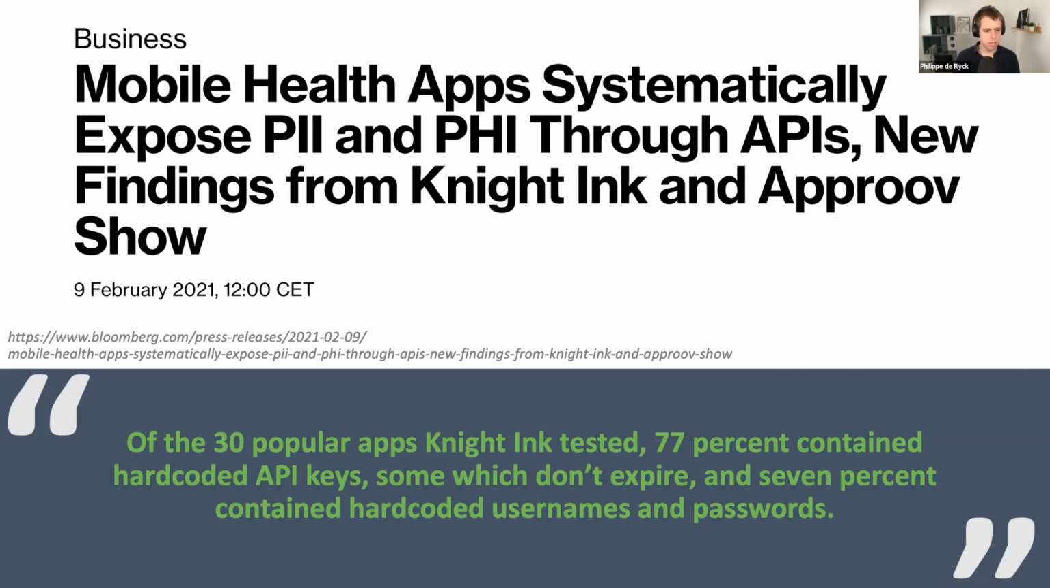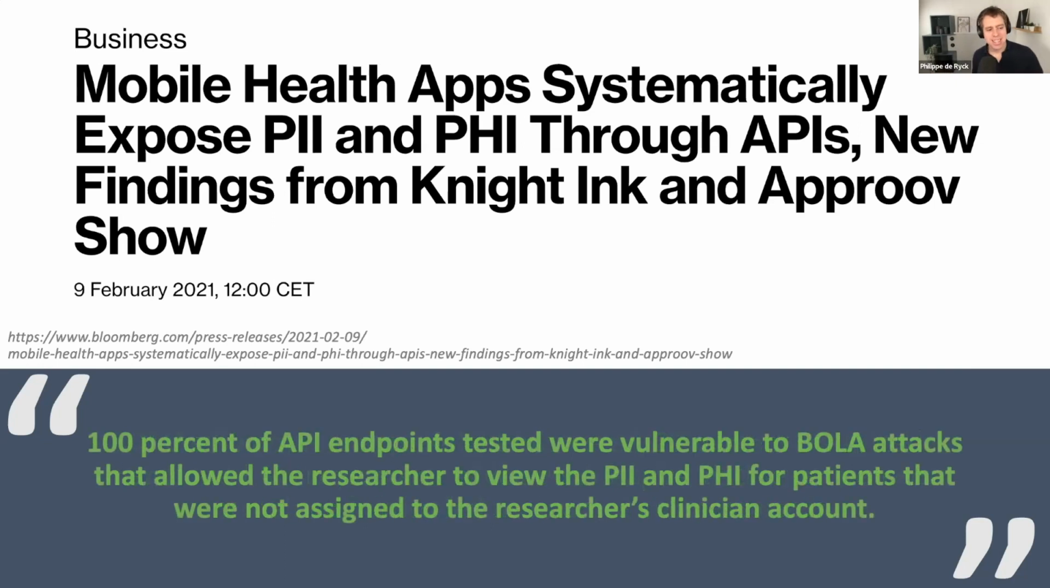The study checked other things, by the way. They also checked API endpoints, because that's kind of what we're here to talk about. And they found that at the API endpoints that they looked at, 100% had BOLA attacks. 100%. Every single API had authorization problems. And that is unfortunately the world we live in.